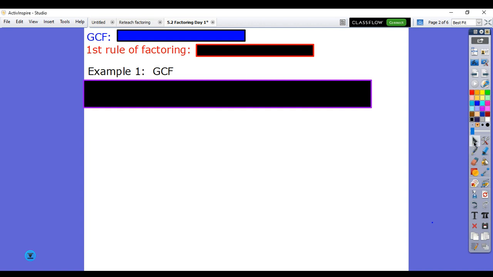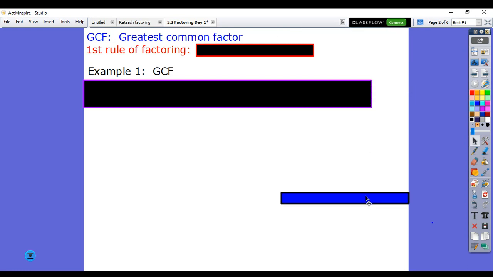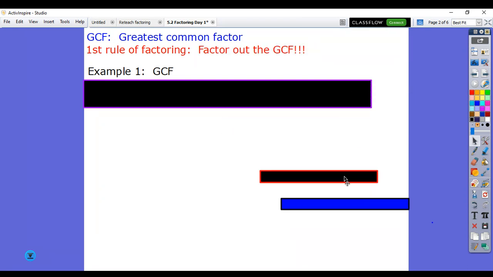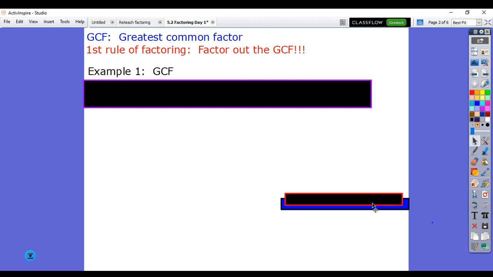Okay, this is a quick little review on factoring. Probably one of the most important things you always need to look for first is your GCF, your greatest common factor. That's your first rule of factoring: factor out the GCF.